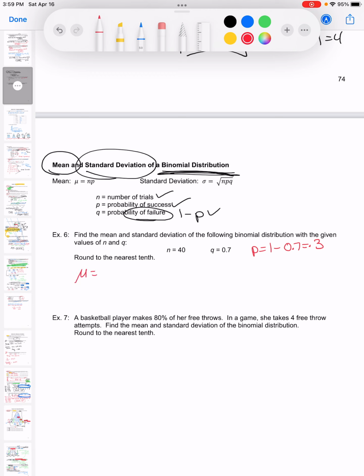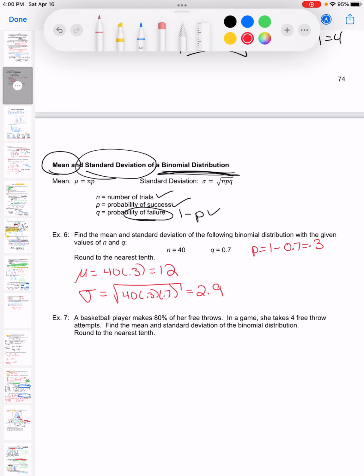So this is mu, it means the mean, is going to be n times p, and that's going to give me 12. The standard deviation, that's a sigma. That's going to be our first standard deviation. It's going to be the square root of 40 times p, which is 0.3, times q, which is 0.7. I'm going to type that in, and it said to the nearest tenth, so I'm going to get 2.9.